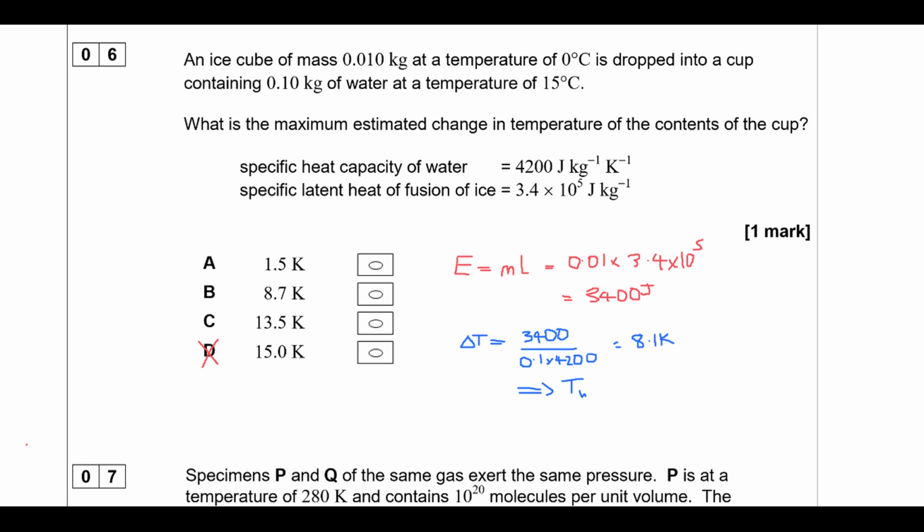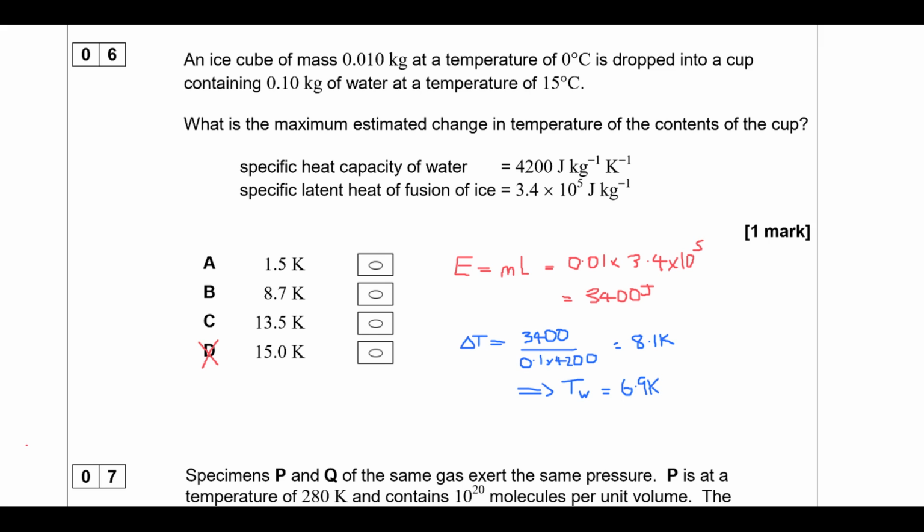So the temperature of the water afterwards is going to be 15 minus that, so it's going to be 6.9 Kelvin. And that's when the ice is melted. So the ice is now at 0 degrees, but it's all water, and the water is now at 6.9 degrees Kelvin.